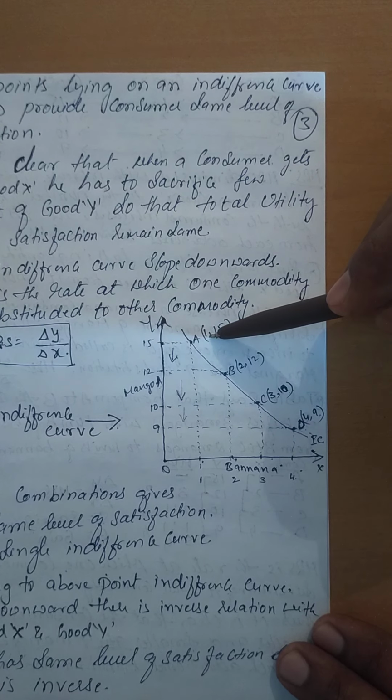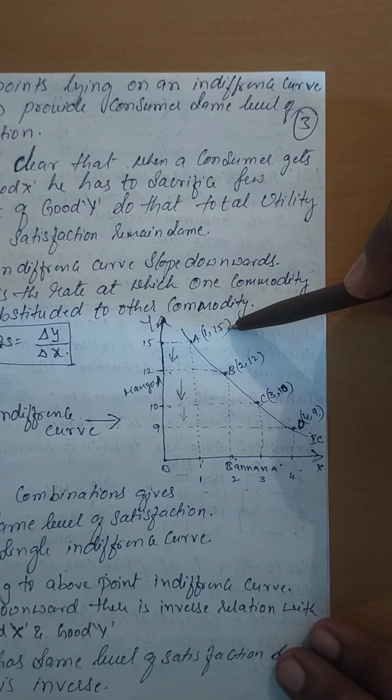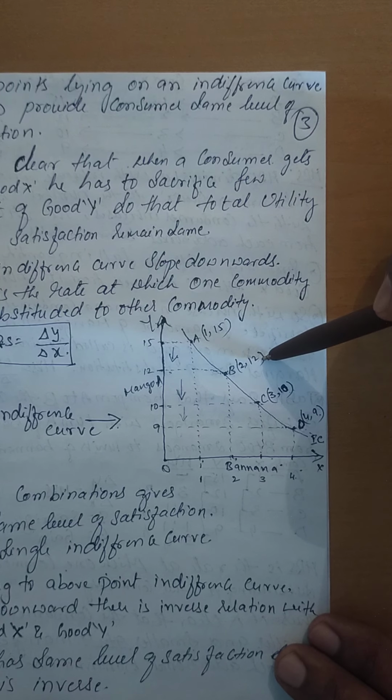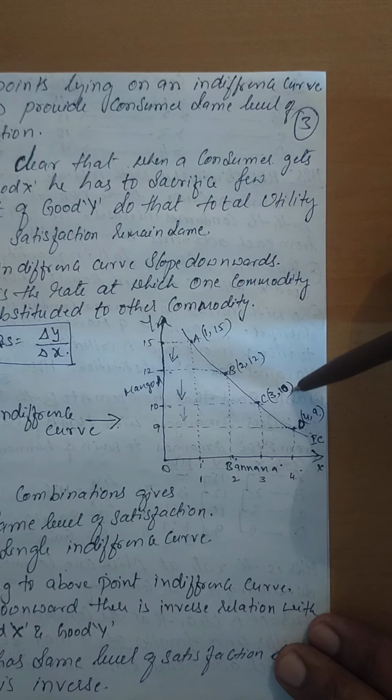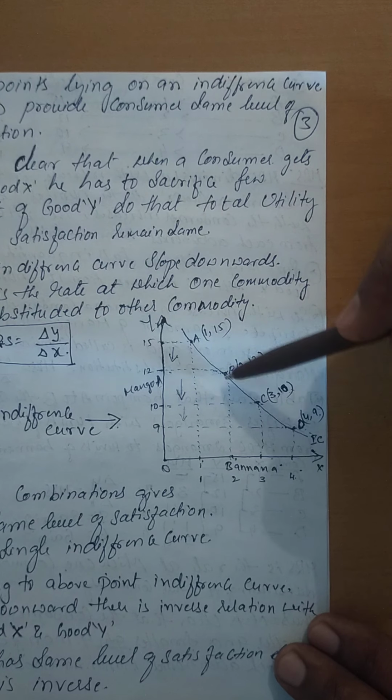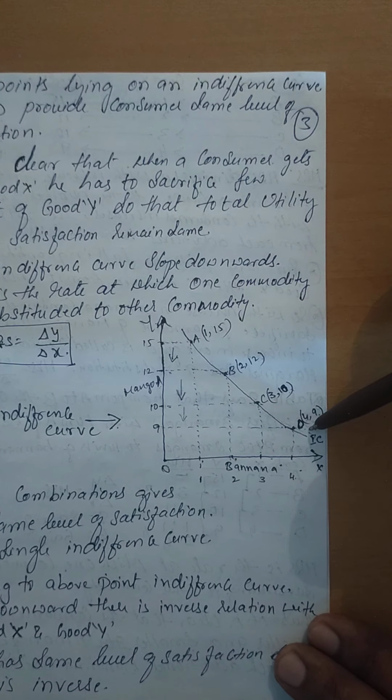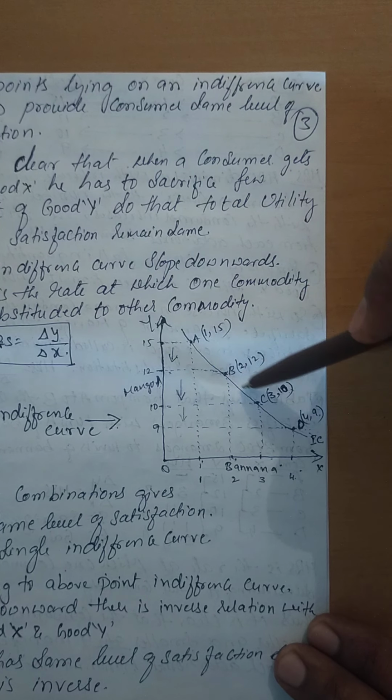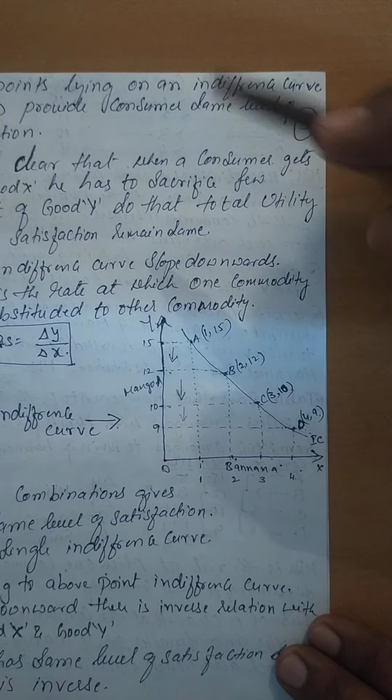Okay, so for 1 unit, 15 units; for 2 units, 12 units should be sacrificed; for 3 units, 10 units should be sacrificed. Like this, the sacrificing nature should be there. Okay, then only we call it an indifference curve, or else no.